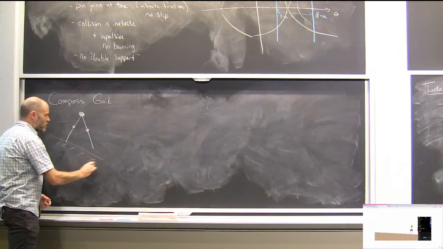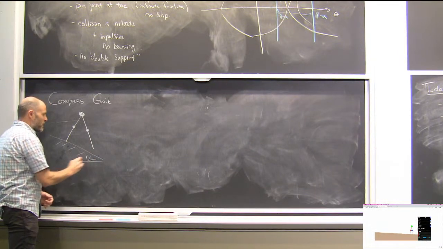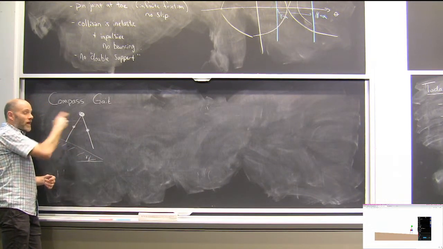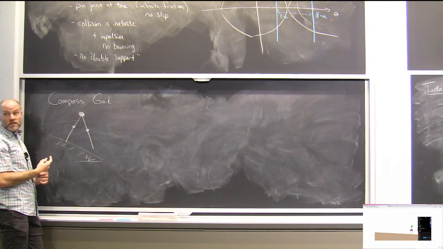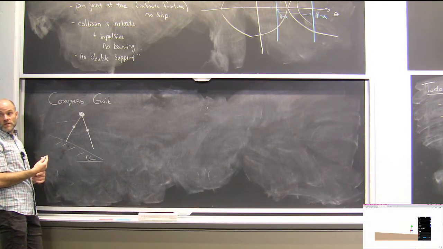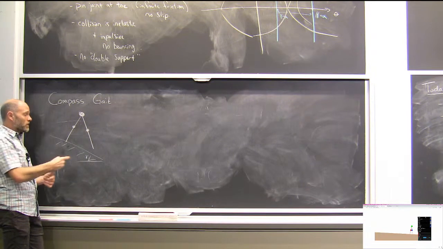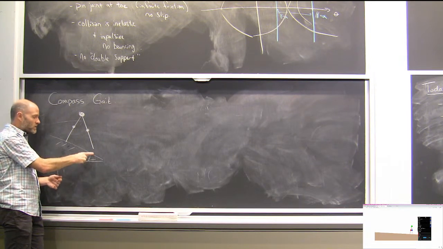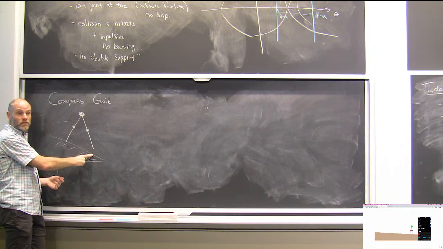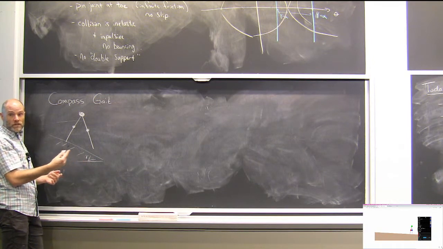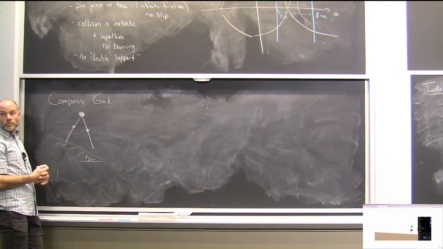Similarly, I'm going to put it on a small ramp, call it gamma. And this also, if you give it a little push, walks downhill and falls into a stable limit cycle. It's the same exact dynamics. You lose some energy on collision with the ground, you gain some energy from going down the slope, and you can fall into a stable limit cycle.